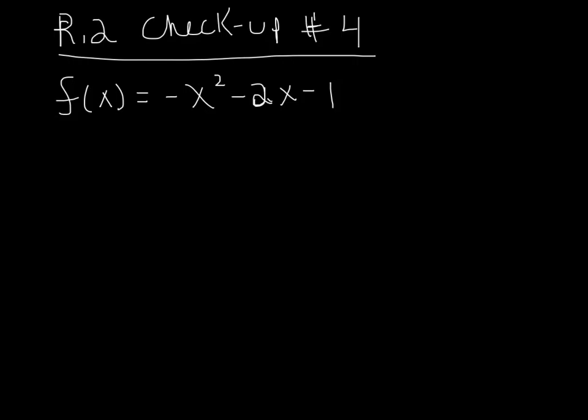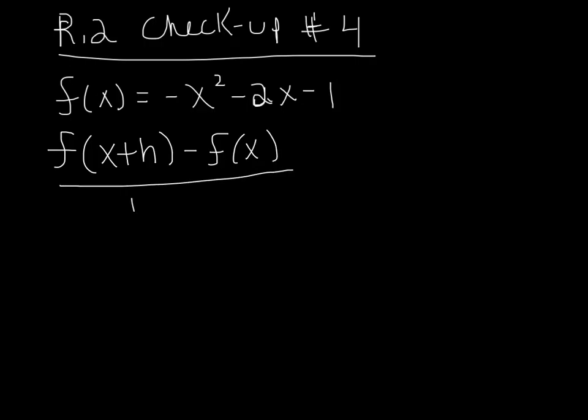This is R.2 Checkup number 4, and the problem is we're given the function f of x equals negative x squared minus 2x minus 1, and what we need to do is find the difference quotient, which is f of x plus h minus f of x all over h.